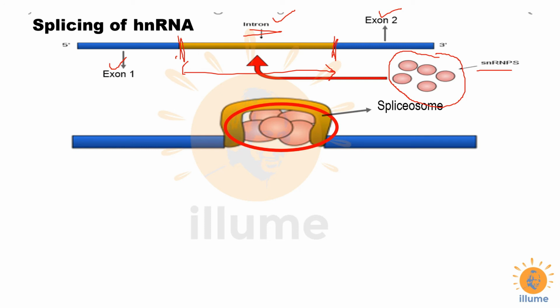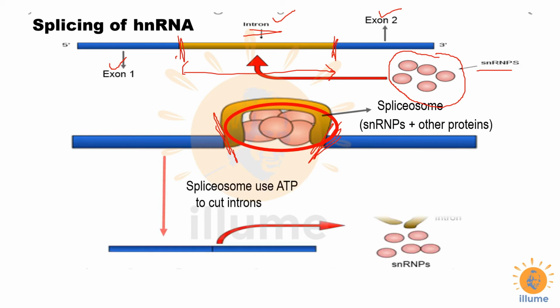So this structure in which multiple snRNPs are attached together is called a spliceosome, and it is made up of snRNPs and some other proteins. Now this spliceosome will cleave the intron from both of its ends, the 5' end and the 3' end, and subsequently the spliceosome will detach, taking away the intron, and the remaining exons are then rejoined. The spliceosome uses the energy from ATP to cut the introns.